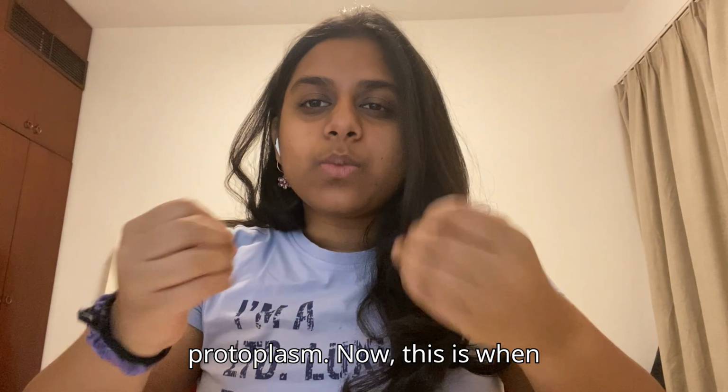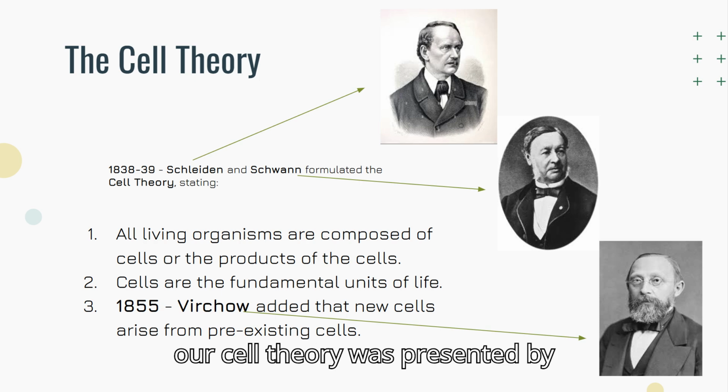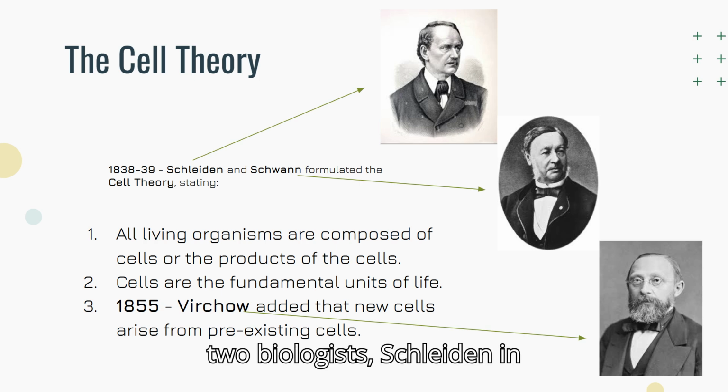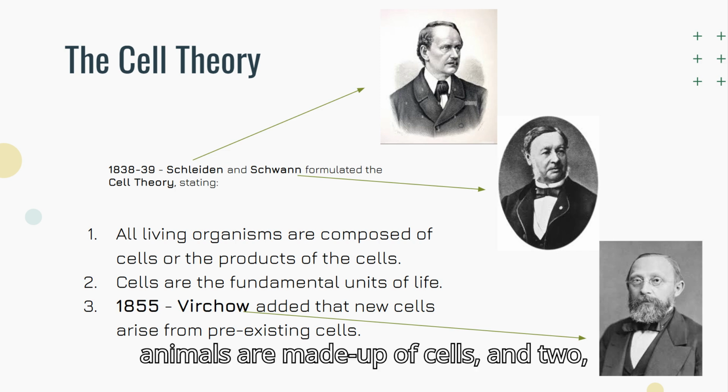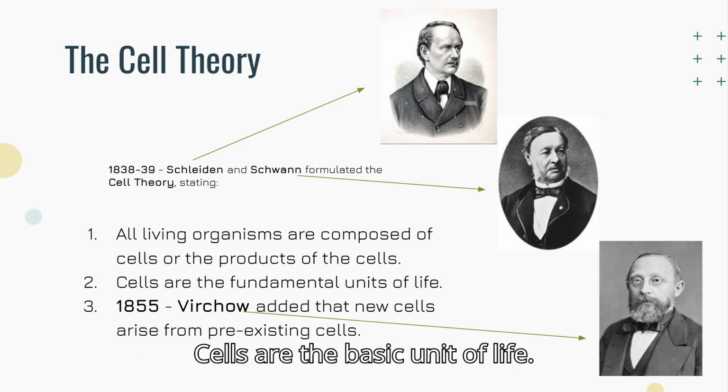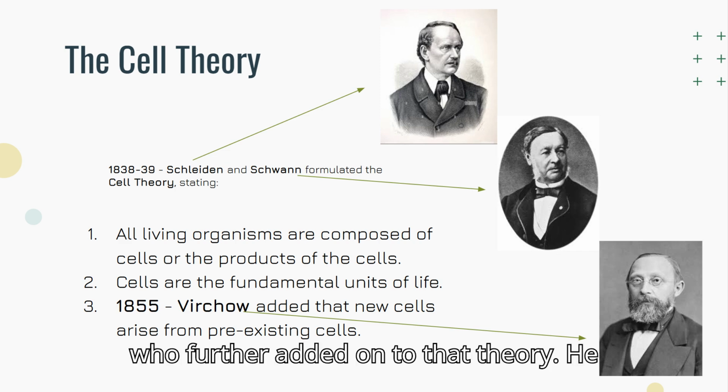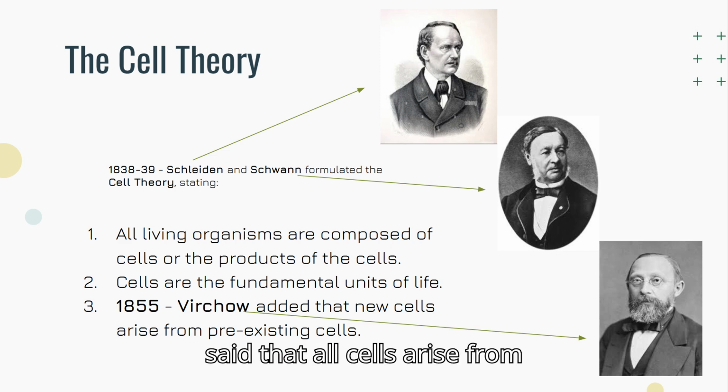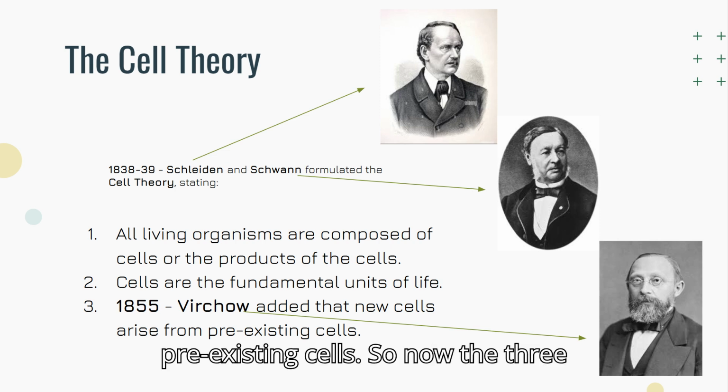Now this is when our cell theory was presented by two biologists, Schleiden in 1838 and Schwann in 1839. This theory states that 1. All plants and animals are made up of cells, and 2. Cells are the basic unit of life. In 1855, Virchow further added on to that theory. He said that all cells arise from pre-existing cells.